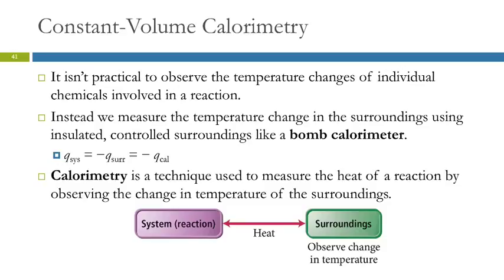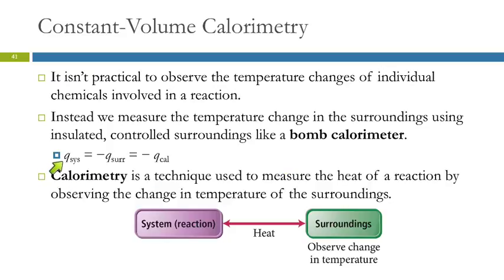We can't look at temperature changes of individual reactants in a reaction because they're too small. You can't measure that. But you can look at the temperature of the entire solution, and you can look at how it interacts with the surroundings. And so we measure the temperature change in the surroundings using a controlled surrounding. And it's called a bomb calorimeter.